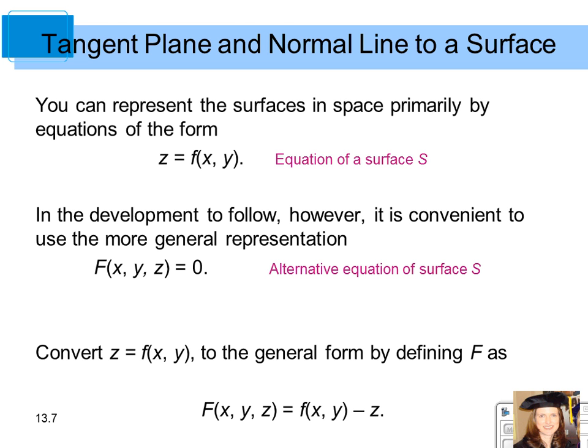You can represent surfaces in space primarily by equations of the form z equals a function of x, y. In what we're going to be using later, it is more convenient if we can represent it as a capital F, which is a function of 3 variables, equals 0. That's an alternative to writing z equals something with x and y in it: write the equation as a function of x, y, and z equals 0. If you have an equation z equals something with an x and y in it, you subtract z from both sides so that you get that capital F of x, y, and z function.